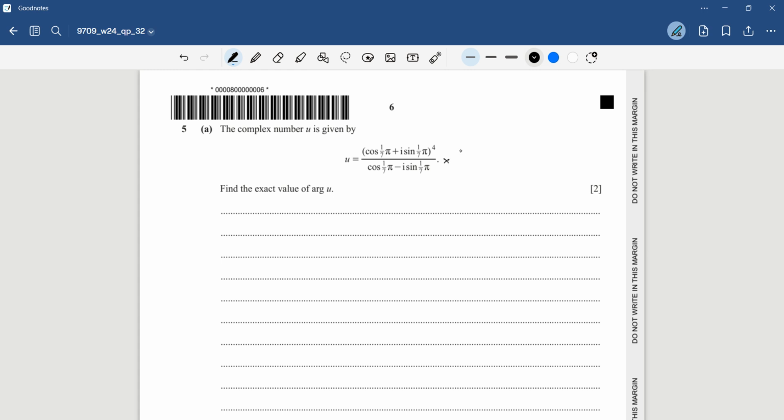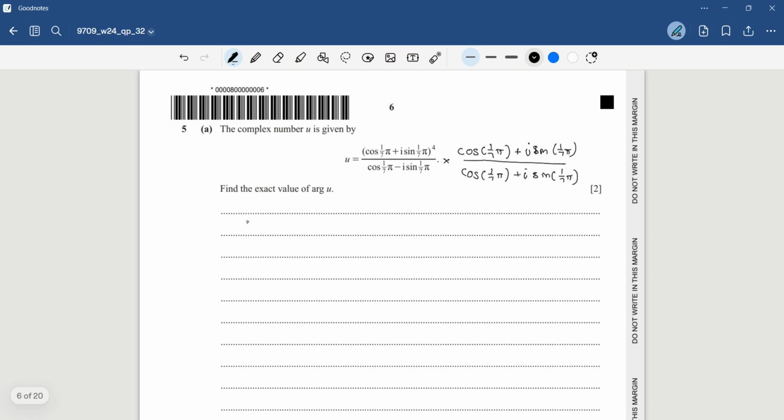I multiply this with the conjugate, cos 1/7 π minus i sin 1/7 π, over cos 1/7 π plus i sin 1/7 π. I multiply the conjugate, okay? So that the denominator can be a real number.